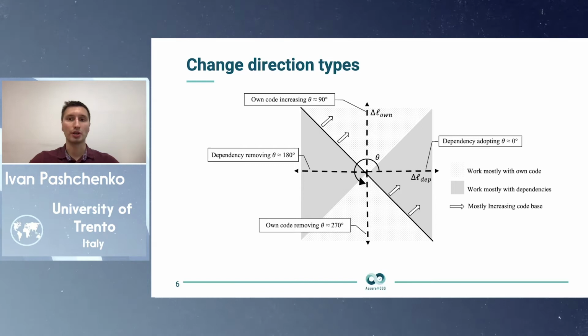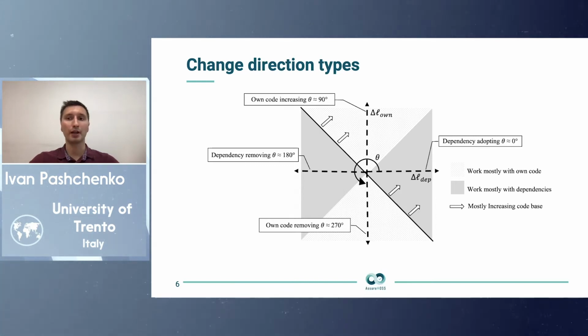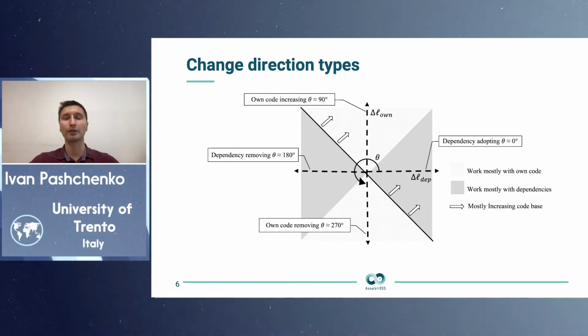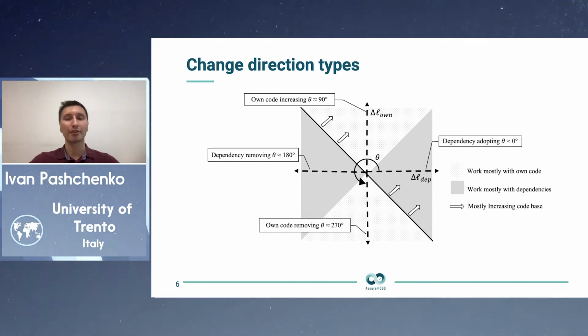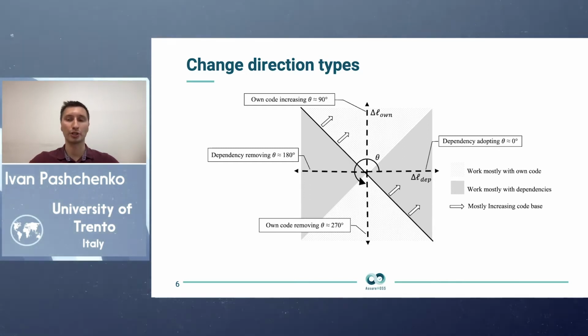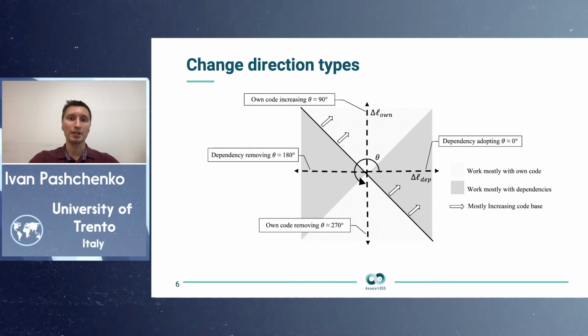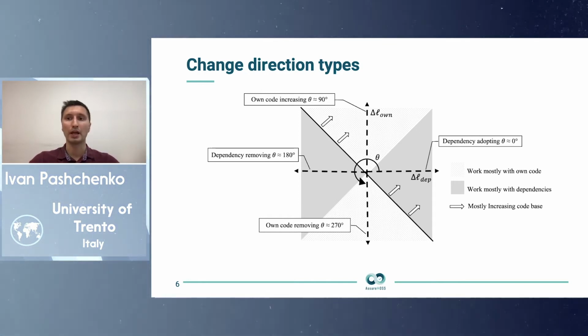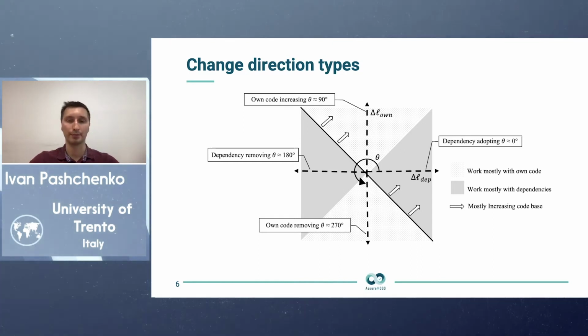Considering these changes, we observe that theta values in the range between minus 45 degrees and plus 135 degrees correspond to the situation when developers mostly increase the total code base of their project. Most likely, in this case, developers are adding new functionality to their projects. Hence, they either increase the own code of the project or increase the size of project dependencies.